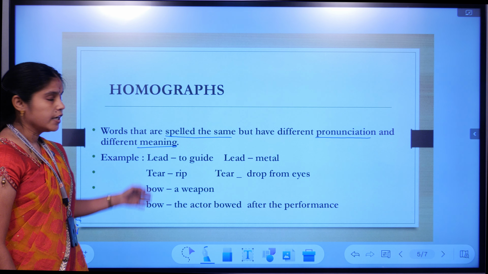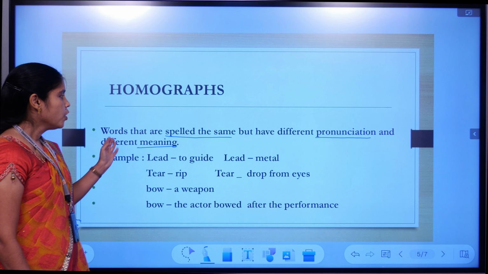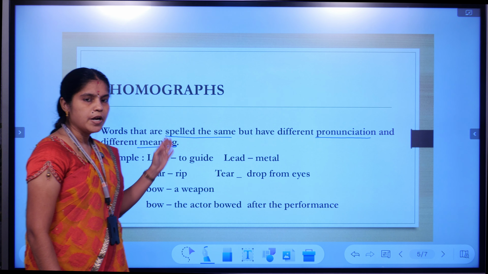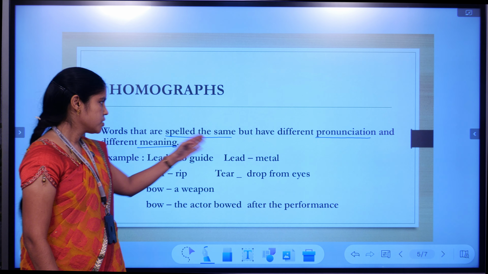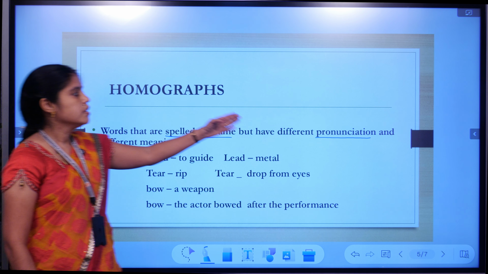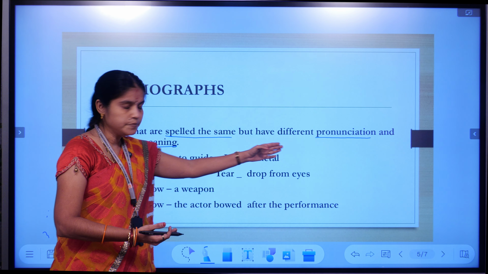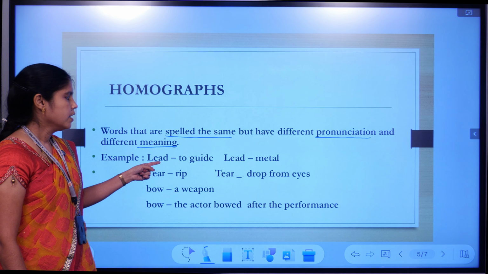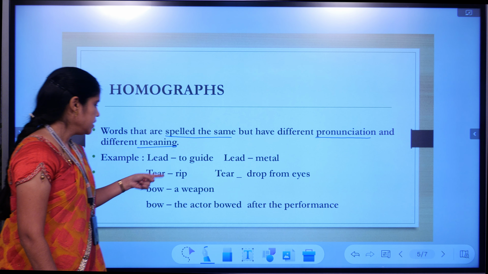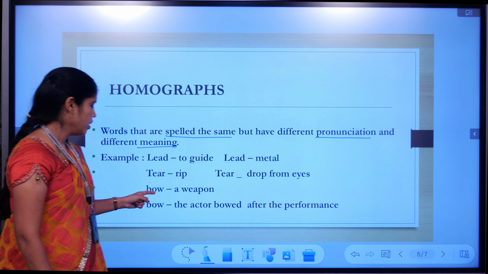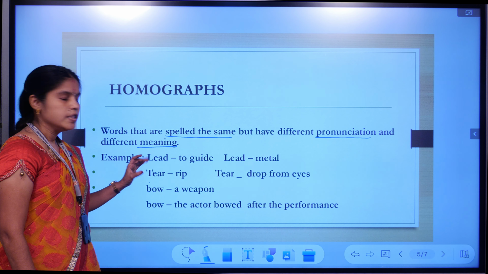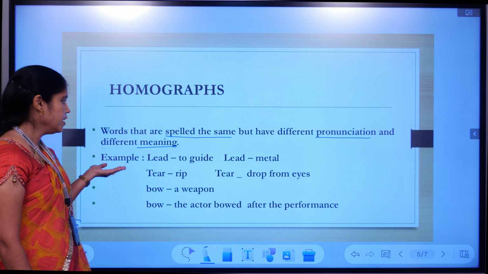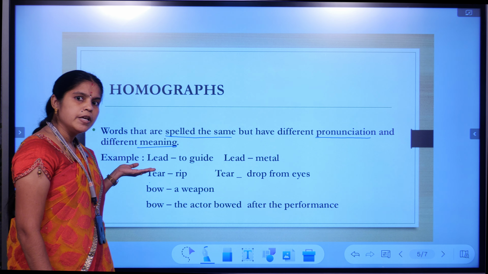Let me repeat this once again. Homographs are nothing but words that spell the same, with different pronunciation as well as different meanings. The spelling will be the same: L-E-A-D, L-E-A-D. T-E-A-R, T-E-A-R. B-O-W, B-O-W. Got it? The spelling will be the same, the pronunciation will be different and the meaning will also be different.